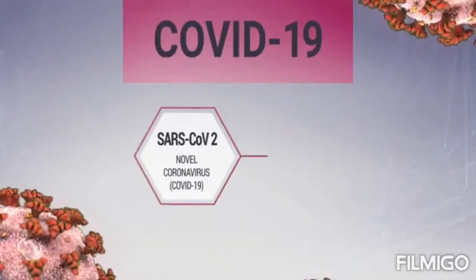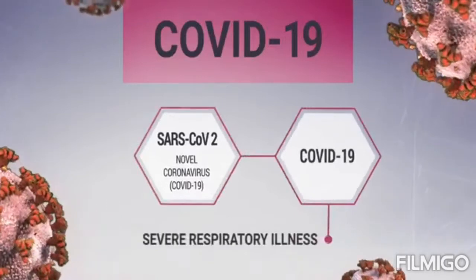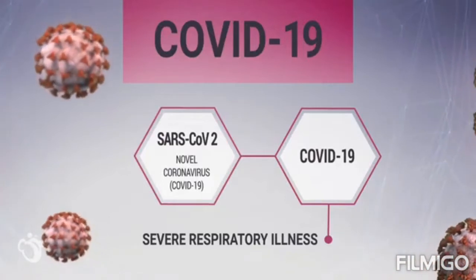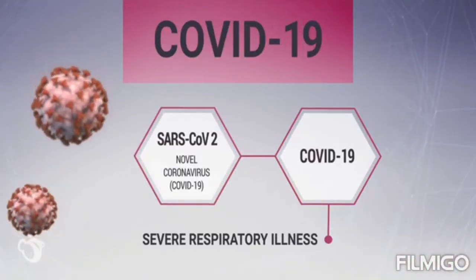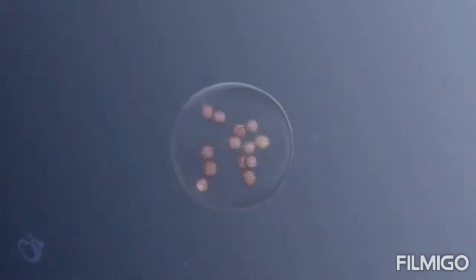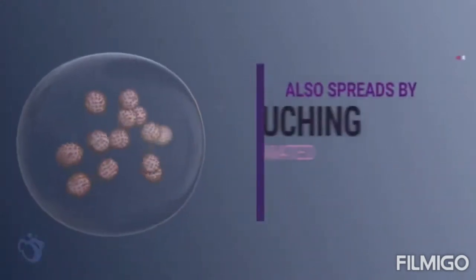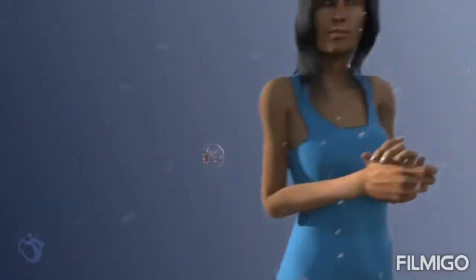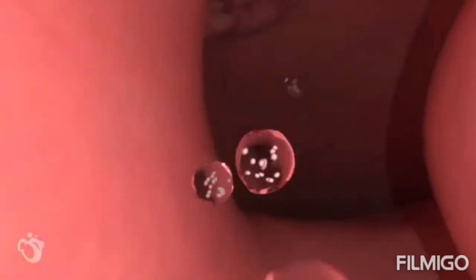SARS-CoV-2 causes a disease called COVID-19, a severe respiratory illness. COVID-19 can be deadly, particularly for older people and those with underlying health conditions. The virus spreads through droplets in the air after coughing and sneezing, which people nearby can take in through their nose, mouth, or eyes. The virus can also spread by touching a contaminated surface, but it's unclear how long the virus lives on surfaces. Once inside the body, the virus travels quickly to the back of the nasal passages and to the mucous membrane in the back of the throat.